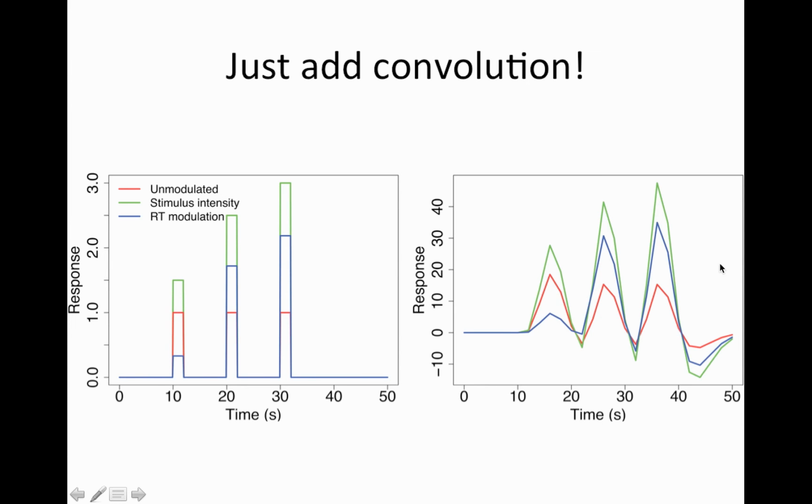And then after convolution, you get these. The red one always has the same height. The blue one will change according to the RT modulation, and the green one will change according to the stimulus intensity.